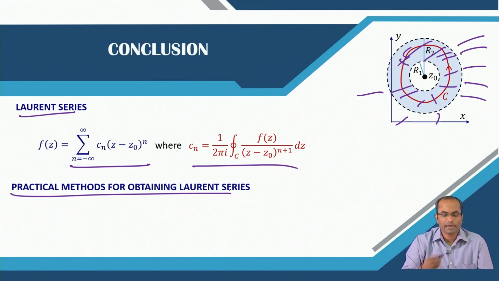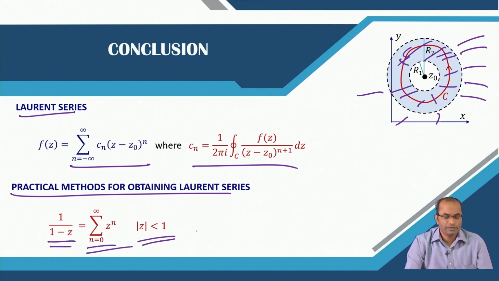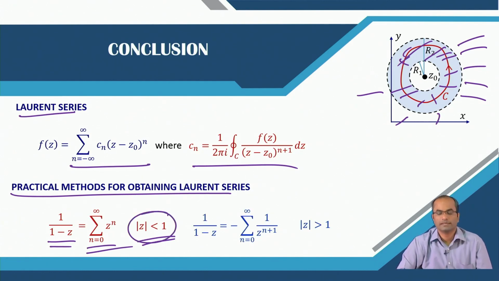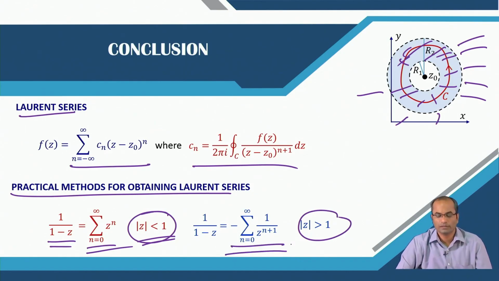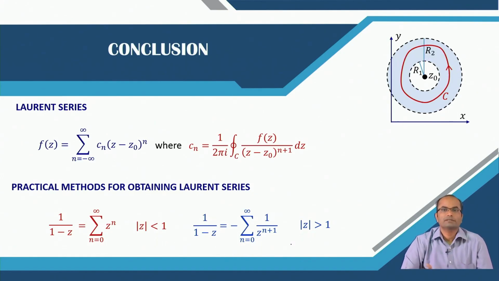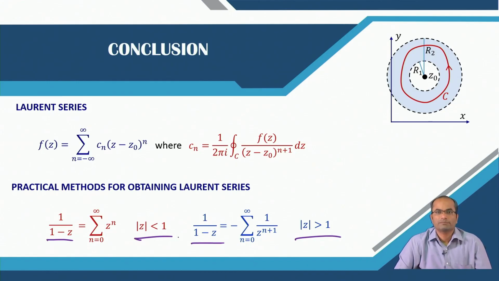So, we have seen this practical method for obtaining the Laurent series, which is very important and works very well. If we have the knowledge of the expansion valid for mod z less than 1, and the other one valid for mod z greater than 1, then many other functions can be written in terms of these simple functions, and then we can have these expansions in the respective domains.